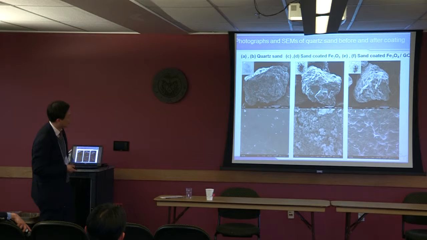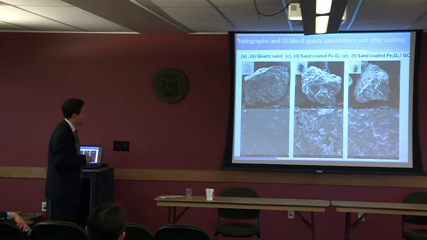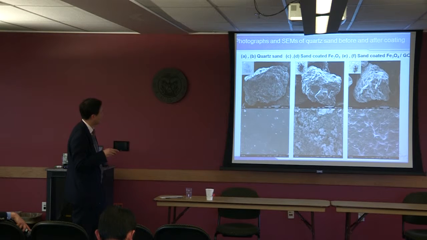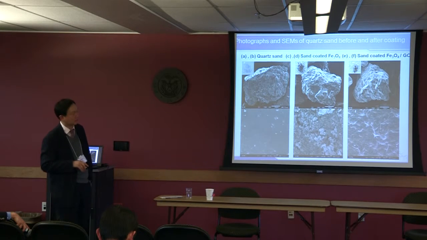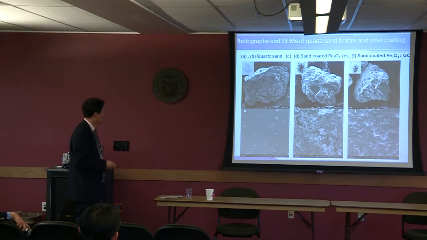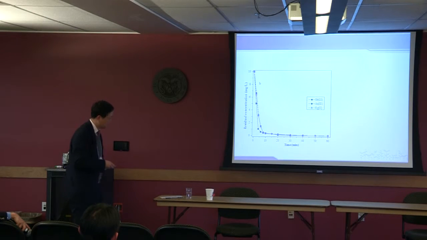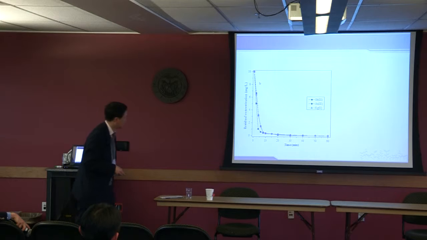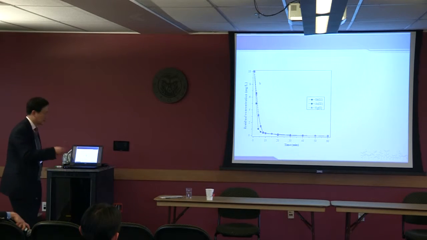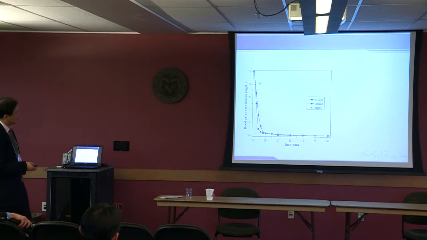And here's the SEM. The top one is just the photograph, and the bottom one is from the SEM. See, the surface is a little bit different. Also, the result for the removal of Sb and the other two metal ions also shows a pretty good result.